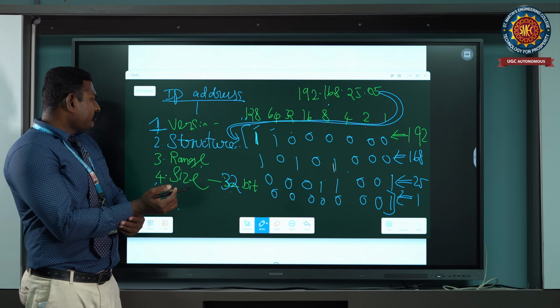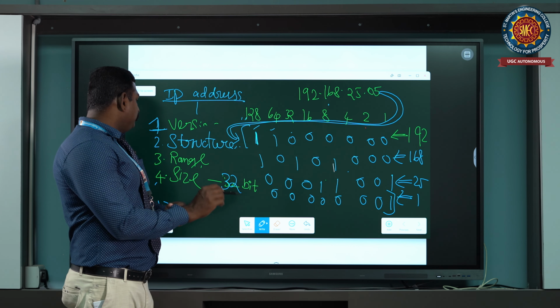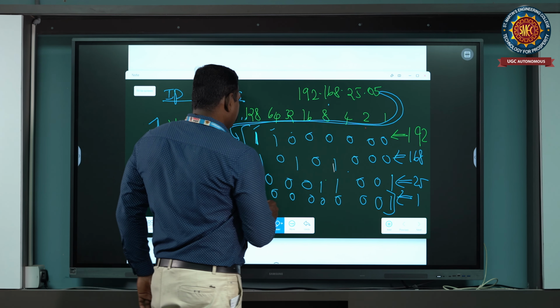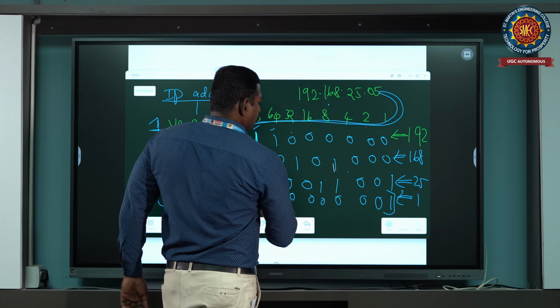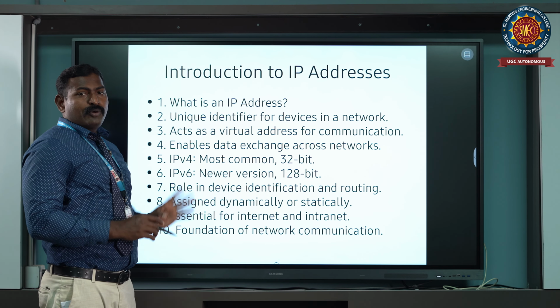Now we are going to talk about subnet. Before moving into subnet, I would like to show one thing. These are classifications, as I already told. It enables data exchange across networks. Look here: this is 32 bit for IPv4, and IPv6 is 128 bit.